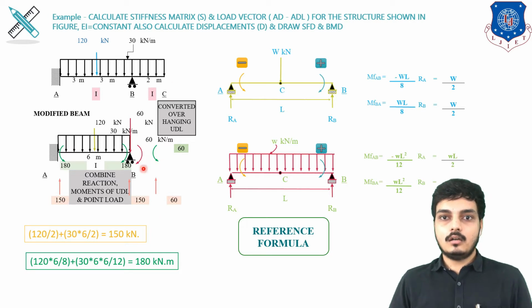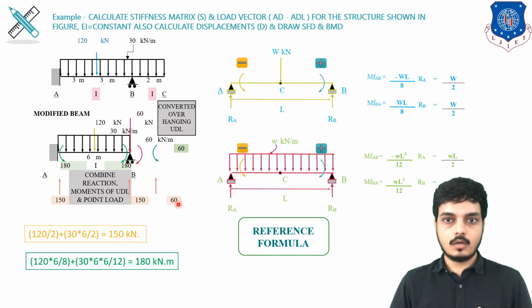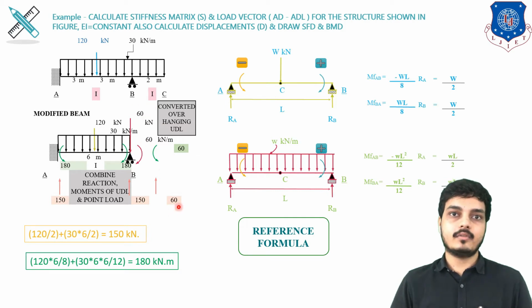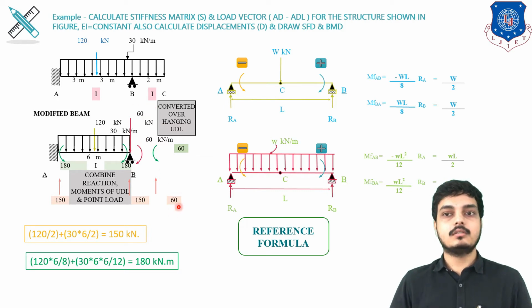So there is UDL which we have converted into reaction and moment. So it is coming downward. So equal and opposite has been applied of 60. This is going clockwise. So equal and opposite has been applied of 60 kilonewton into meter. So the effects are similar. So this 60 has come from this moment and this 60 kilonewton has come from this reaction.